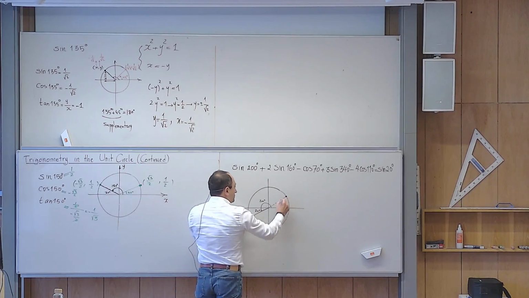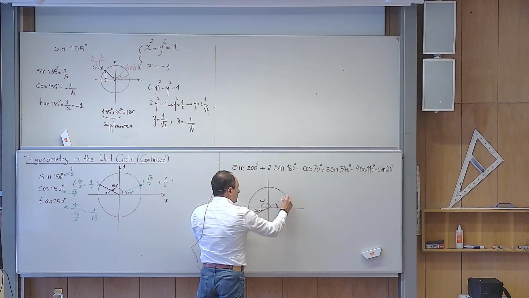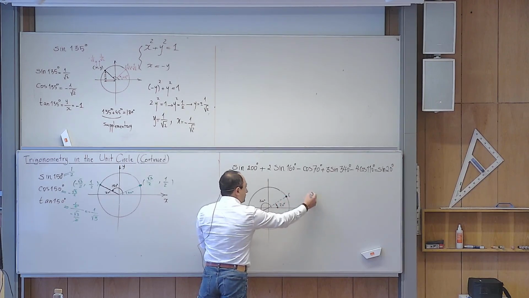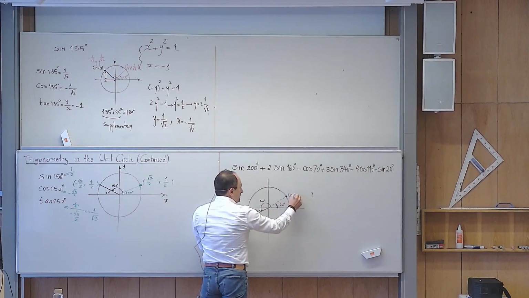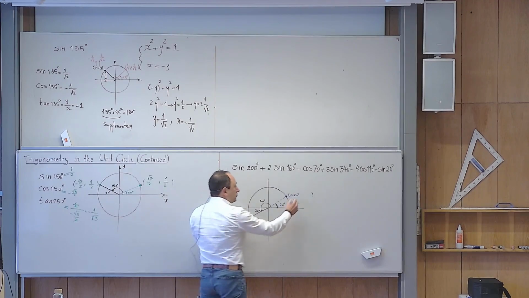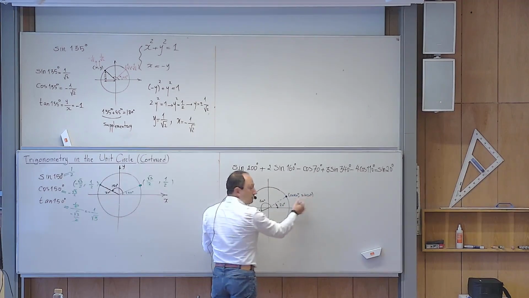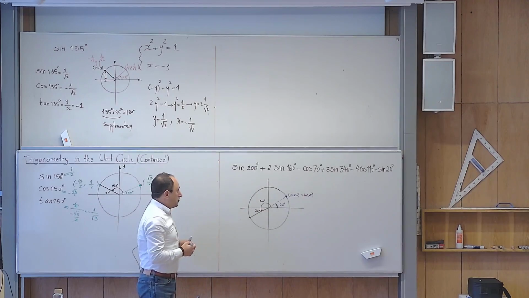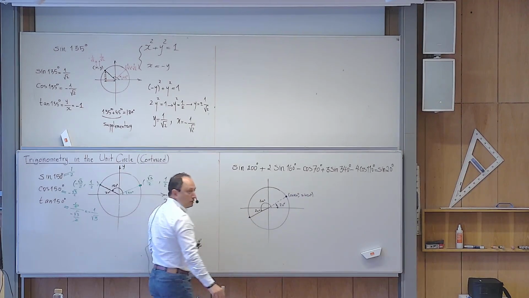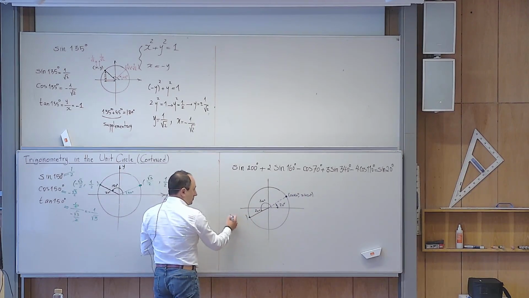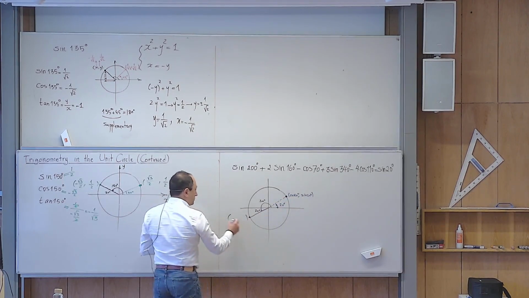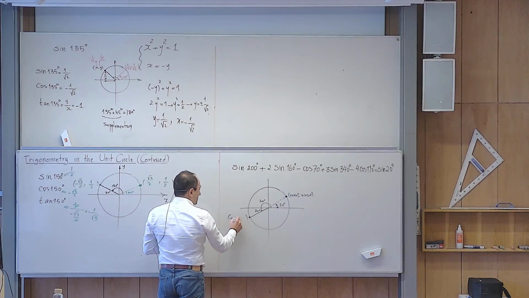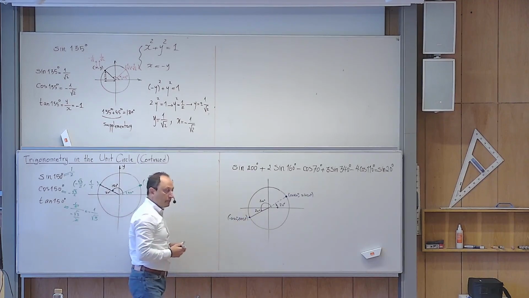Now, if I ask you, what are the coordinates of this point? The x-coordinate is cosine of 20 degrees. The y-coordinate is sine of 20 degrees. Do you know that? Yes. Okay, now can you read the coordinates here for me? Whatever these numbers are, it's the negative of that. So it is minus cosine 20 degrees and minus sine 20 degrees. Do you agree? Yes. Okay.